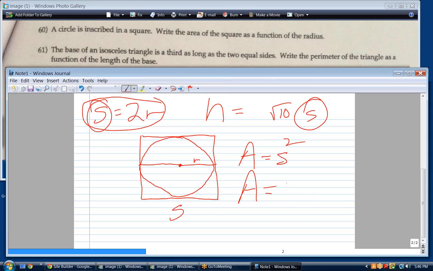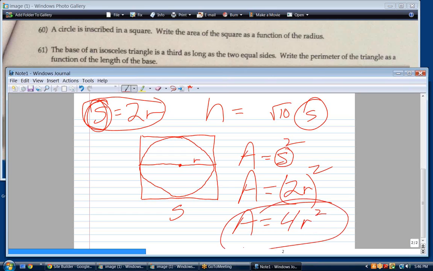Is it r equals s divided by 2? Well, we want to substitute for s. So we already have s equals 2r. So let's put 2r in there in place of s. Now simplify that. What is 2r squared? 4r squared. There's the answer.